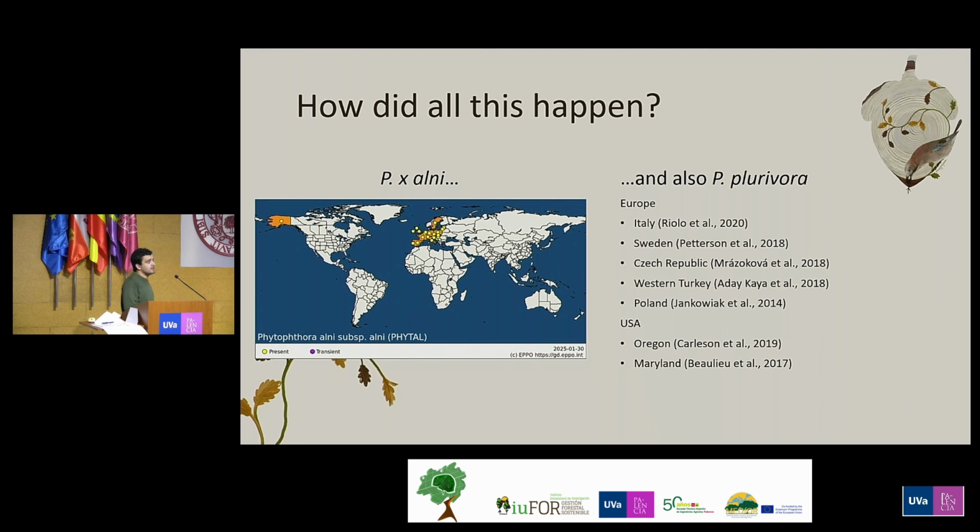So the problem here is that in this case, the alder species and alder varieties were not used to this kind of pathogens. So they didn't develop defense mechanisms to face this disease.